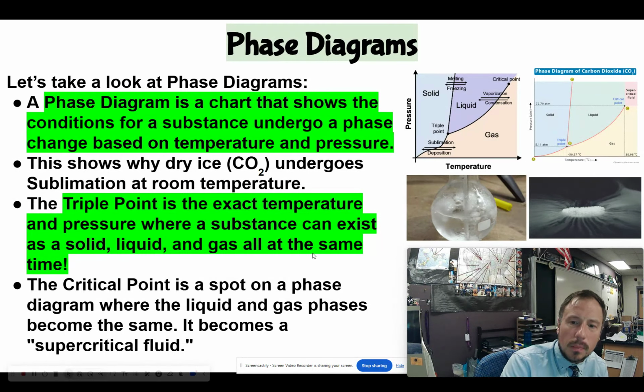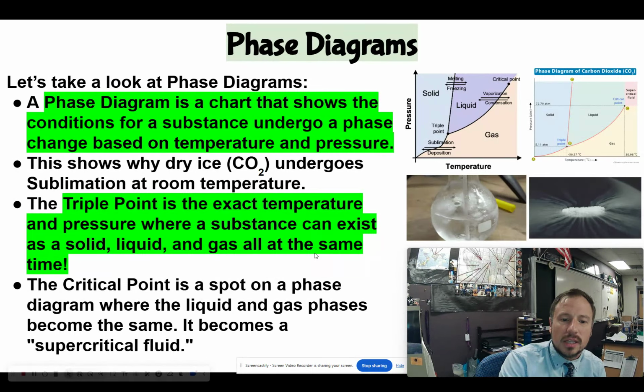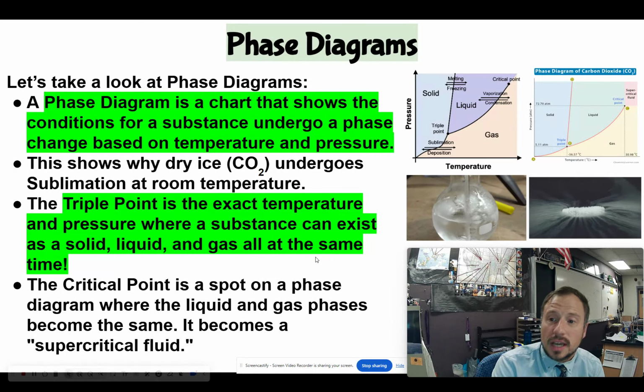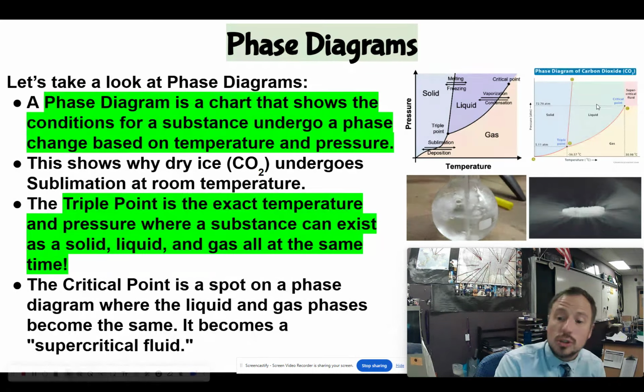There's also a point on this called the critical point. That's a spot on the phase diagram where the liquid and gas phases become the same. So that's really high temperature, really high pressure, and it becomes a supercritical fluid.